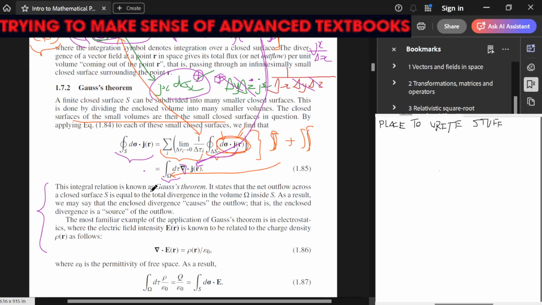This integral relation is known as Gauss's theorem. It states that the net outflow across a closed surface S is equal to the total divergence in the volume omega inside S. As a result, we may say that the enclosed divergence causes the outflow. That is, the enclosed divergence is a source of the outflow. This sounds like magic. You're just making stuff up.